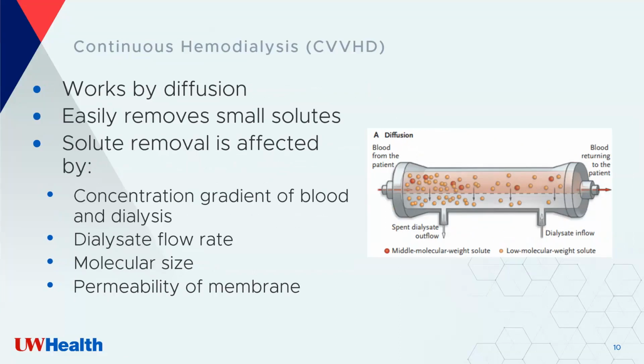For CVVHD, or continuous hemodialysis, it does work by diffusion. So the solutes move from an area of higher concentration, as shown in the diagram, to an area of lower concentration. Because of this, it more easily removes the smaller solutes, and the diffusion rate is inversely proportional to the molecular weight. Larger solutes, such as vancomycin, may be less efficiently removed in this modality of CRRT.